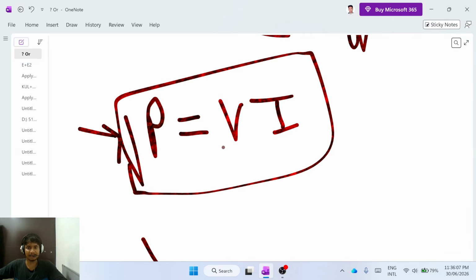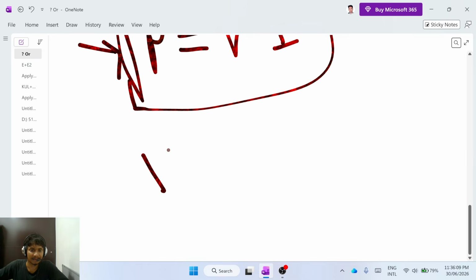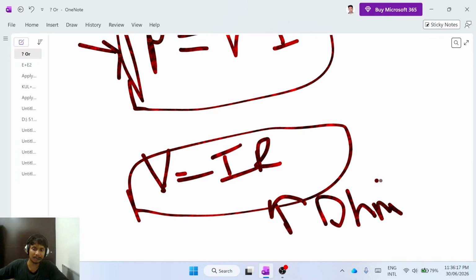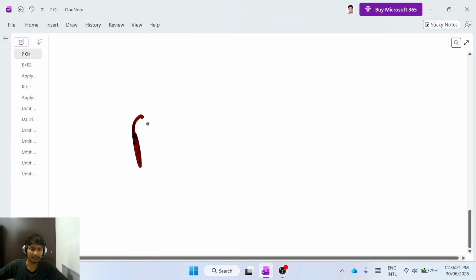We have already discussed P is equal to VI. V is equal to IR. This is the equation by Ohm's law. Now P is equal to VI.